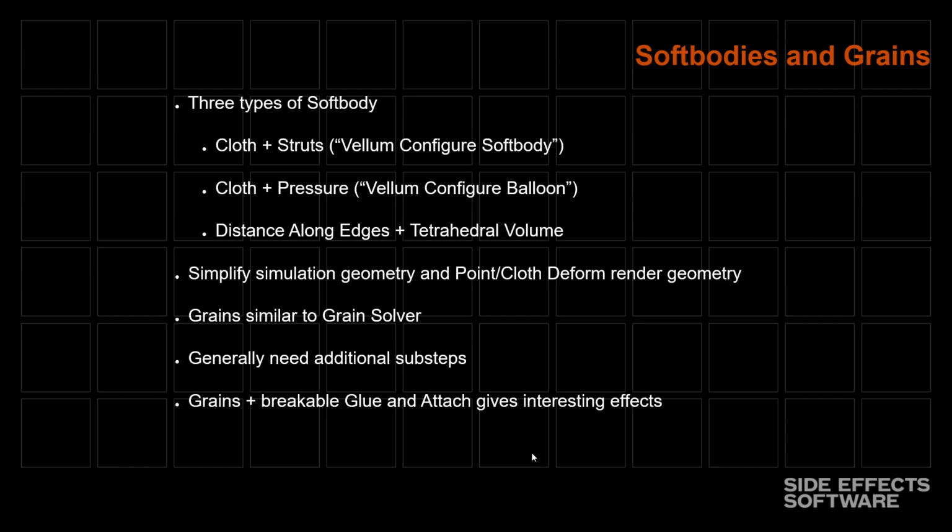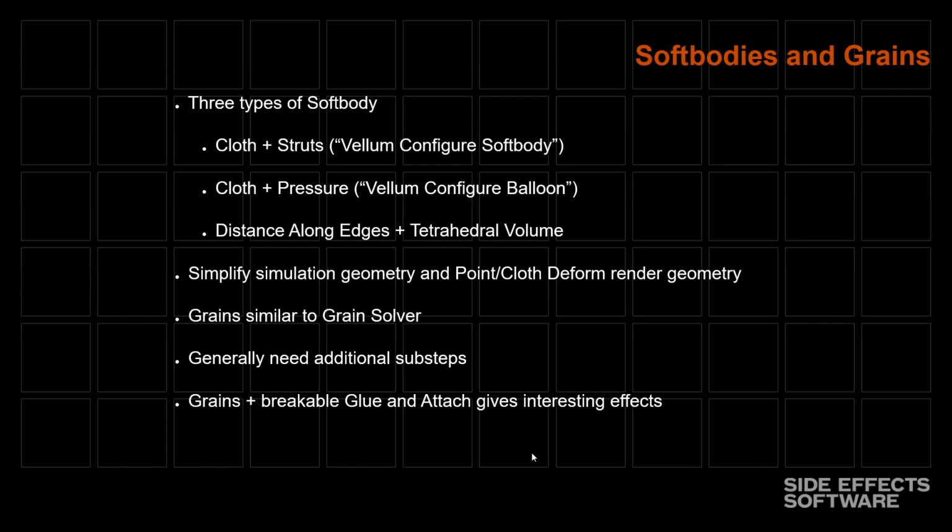The second one is the Vellum Configure Balloon tool, which again uses cloth for the external surface. In this case, it's often pretty stretchy cloth because you want it to act sort of like a balloon, and then the pressure constraint will maintain the overall volume of the enclosed soft body. And you can do things like increase or decrease the rest length on that pressure constraint to mimic inflation and deflation effects. And then the final type, we don't have a tool for at the moment, but I wanted to just show how you set it up quickly, which is to actually tetrahedralize the soft body.